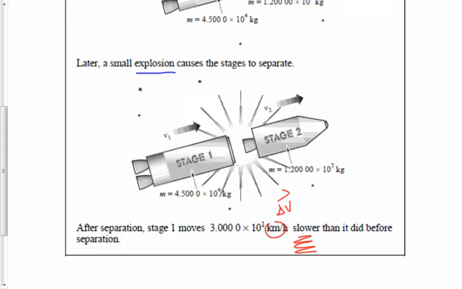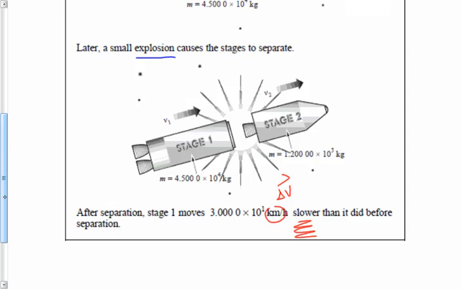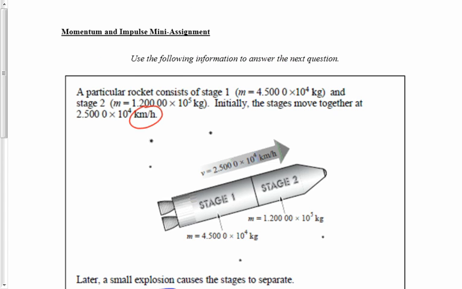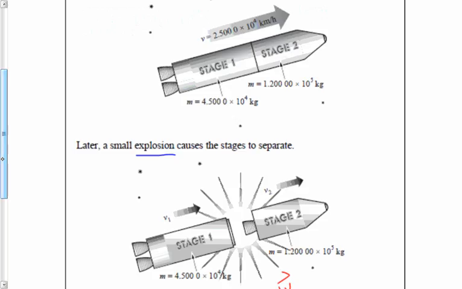All right, let's see what we're asked here. Speed of V2 immediately after separation. We said we'd do conservation of momentum, so let's go. Pi is equal to Pf. Normally in an explosion, we'd like to say the initial momentum is 0. Why isn't it 0 here? Because it's moving. So we're going to say M V_i equals M1 V1F plus M2 V2F.